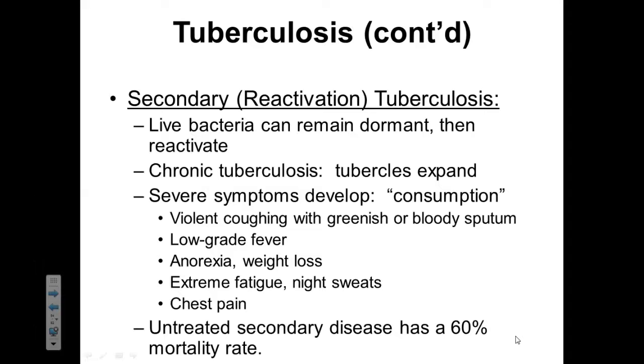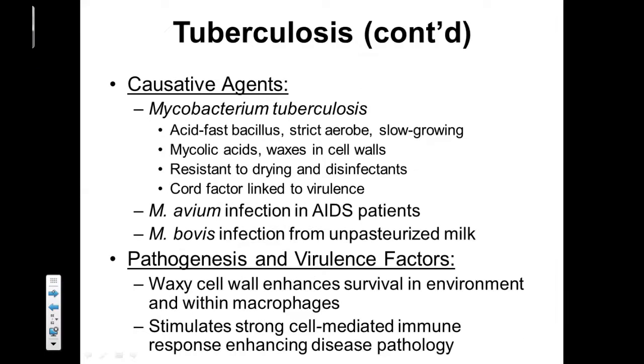Consumption in this case is a violent cough that has some greenish, bloody sputum coming out. It also is going to be associated with low-grade fever, weight loss, extreme fatigue, and chest pain as these tubercles are growing inside of the patient's lungs. Untreated secondary tuberculosis has a 60% mortality rate. Ay caramba, that's pretty high.